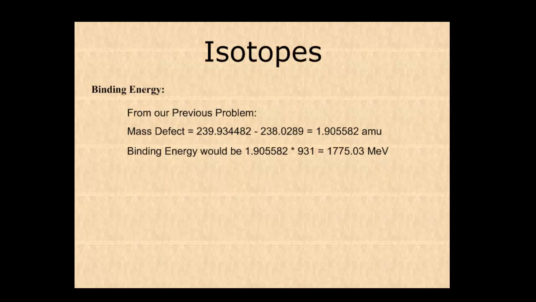So from our previous problem, since we had 1.905582 AMU, if I multiply that by 931, I get the binding energy, which in this case would be 1775.03 million electron volts.